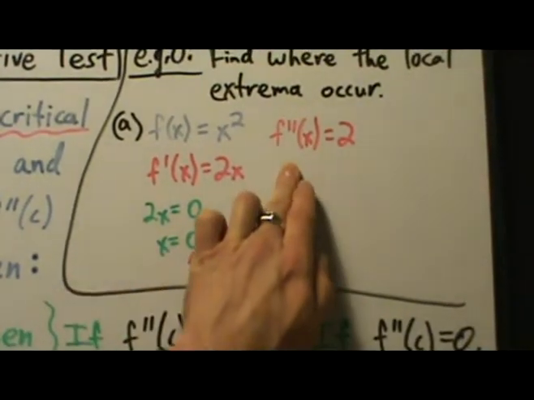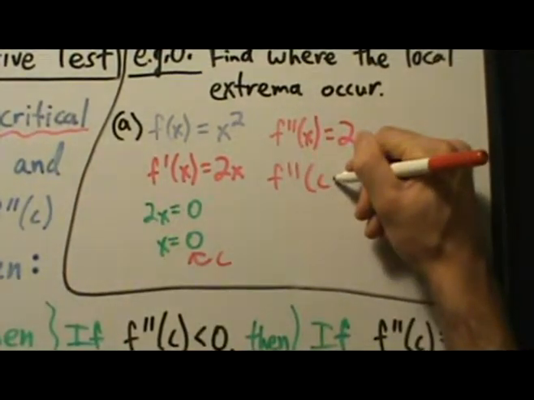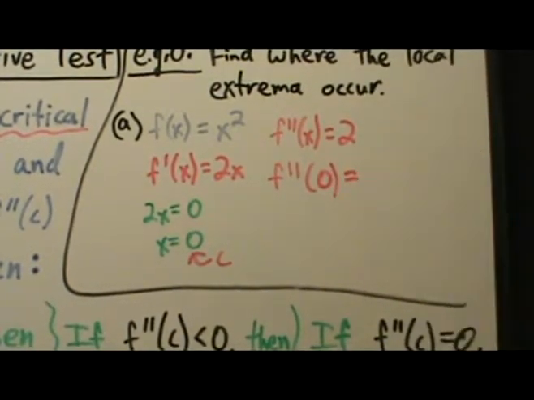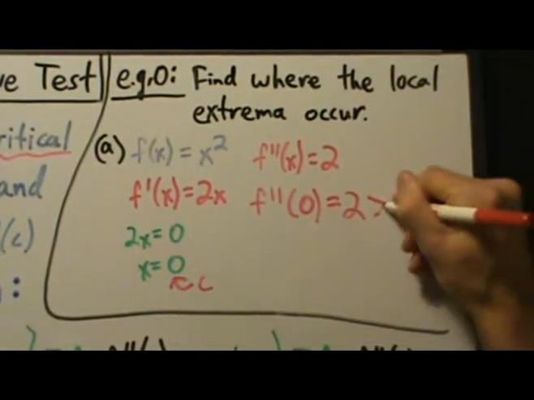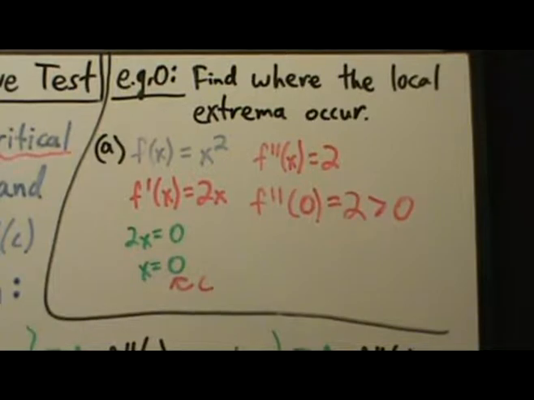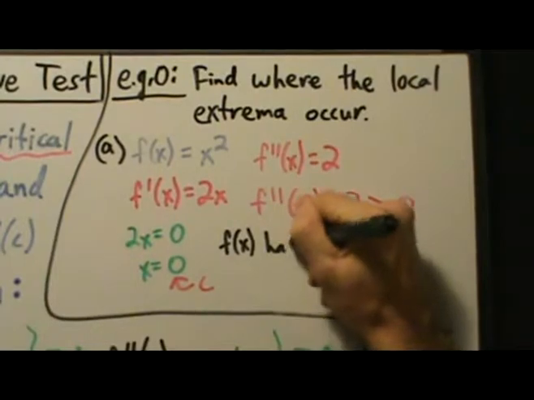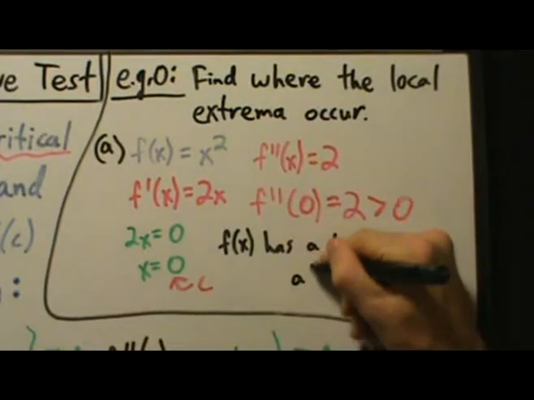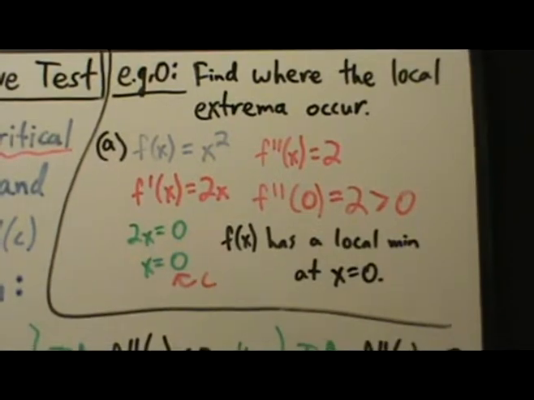Now the second derivative is actually just a constant, so it's always 2 no matter what x is. So it's almost kind of trivial in a way. But what's happening here is f double prime of c. Well, what's our c? Our c is 0. So f double prime of c, which is f double prime of 0, that's 2, because no matter what x is, that's always 2. So is that positive? Is it negative? It's positive, right? So from the second derivative test, what can we say? We know that f of x has a local min at x equals 0. That's what we just found out from the second derivative test.